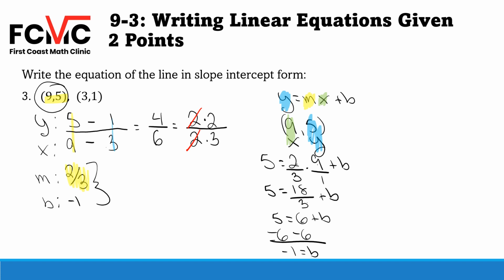So again, we care about m and care about b for our equation in slope-intercept form, so our equation is going to be y equals 2/3 x minus 1. Okay.